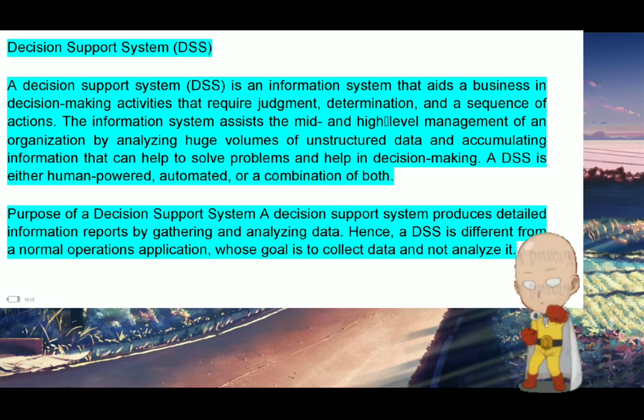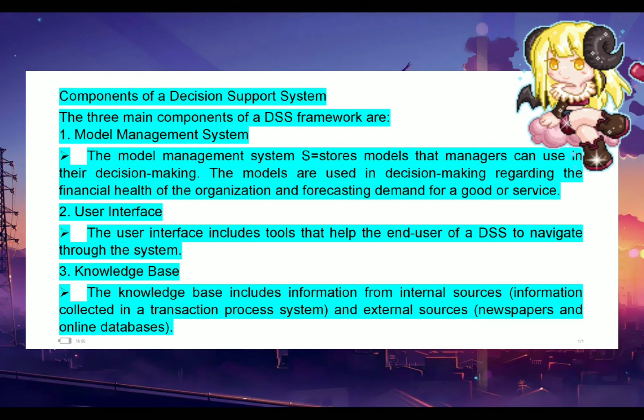Purpose of a decision support system. A decision support system produces detailed information reports by gathering and analyzing data. Hence, a DSS is different from a normal operations application, whose goal is to collect data and not analyze it. Components of a decision support system. There are three main components of a DSS framework.